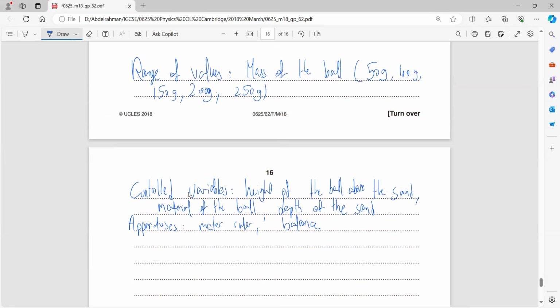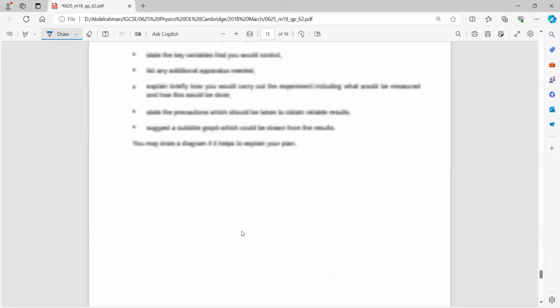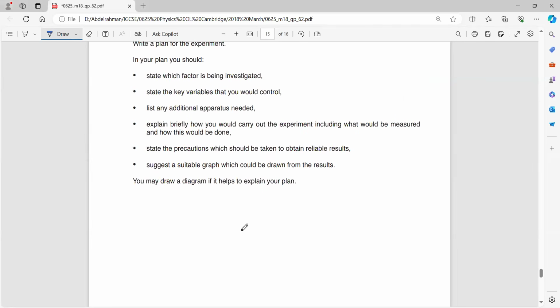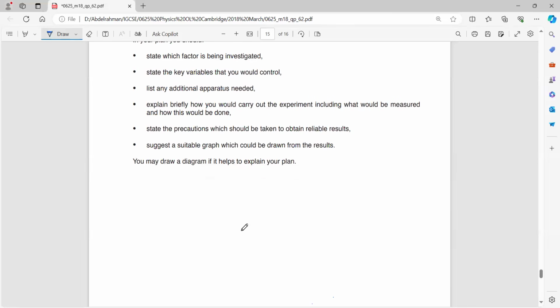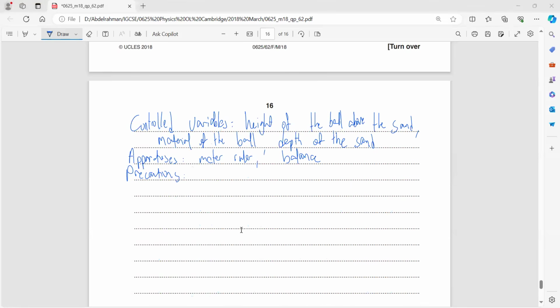Okay, what are some precautions I could use for this experiment? Precautions. This is one of the very rare questions in which he asks you to actually state clearly some of the precautions you would need. Take the reading perpendicular to the ruler. That is a really interesting precaution. Yes, we should take the reading perpendicular to the ruler.